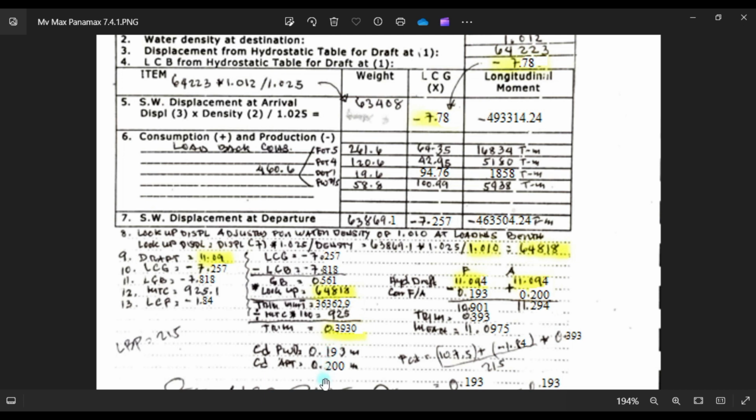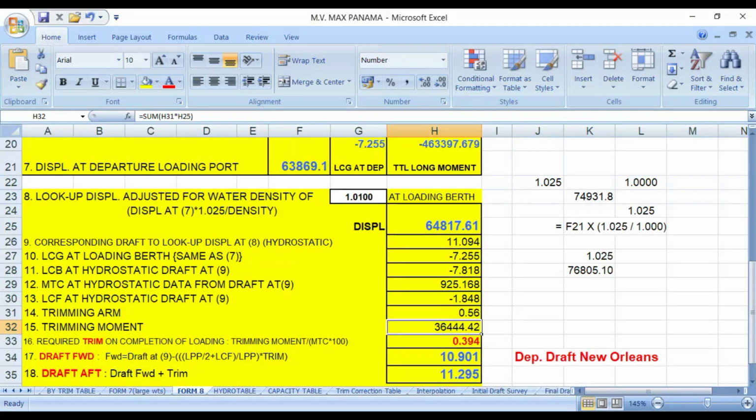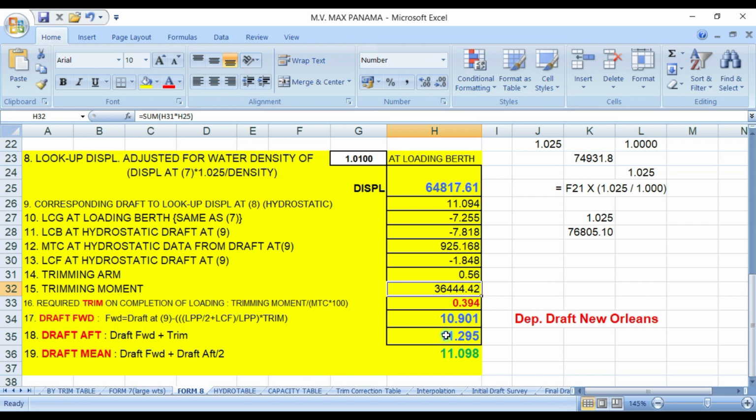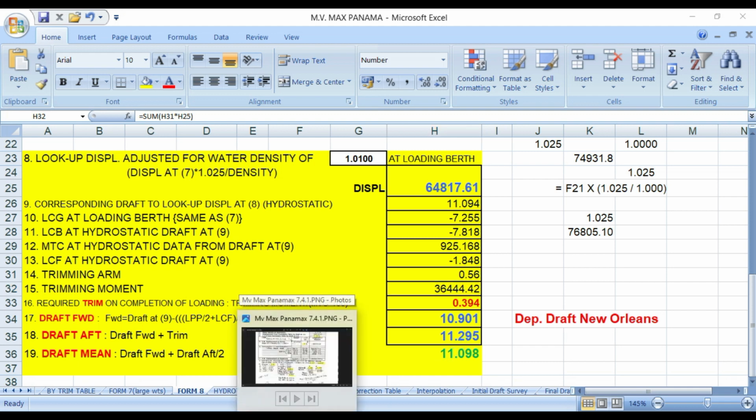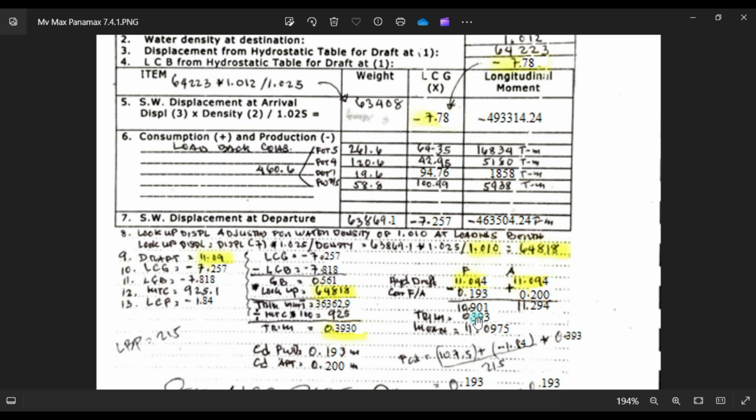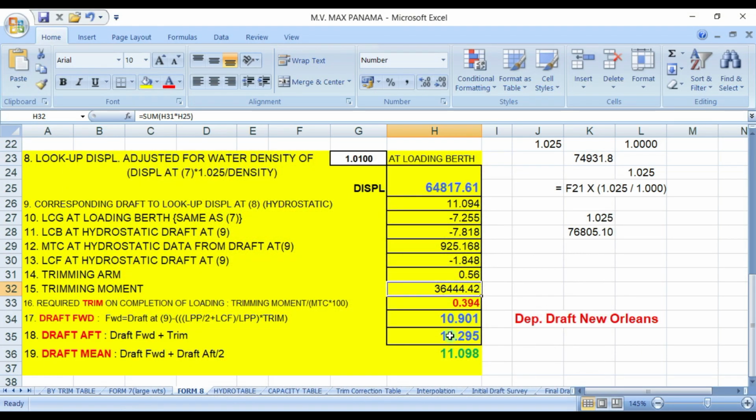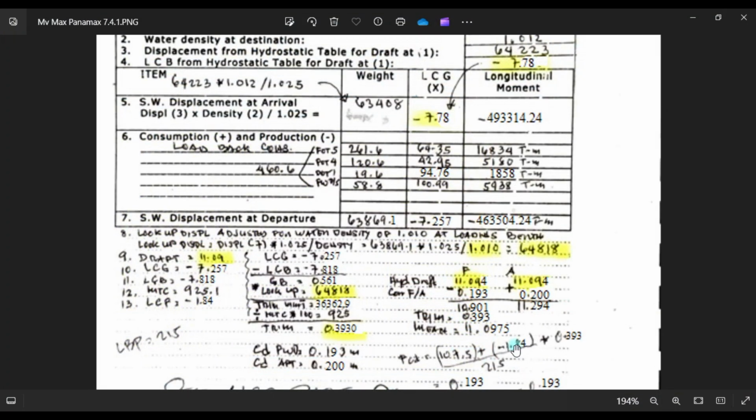And if you follow the same formula, your forward departure will be 10.90 and your up departure will be 11.29, which is this one. Okay, 10.90 and 11.29, and your mean drop will be 11.098, and your mean drop here is 11.0975 or 11.098.